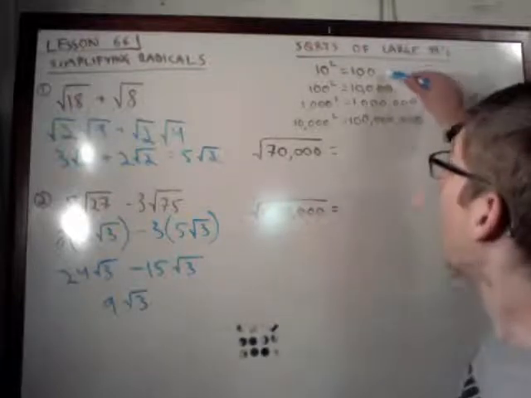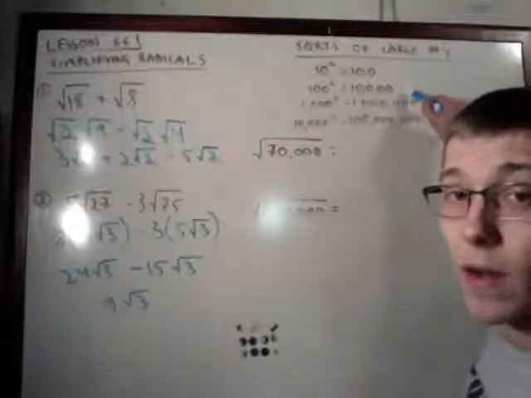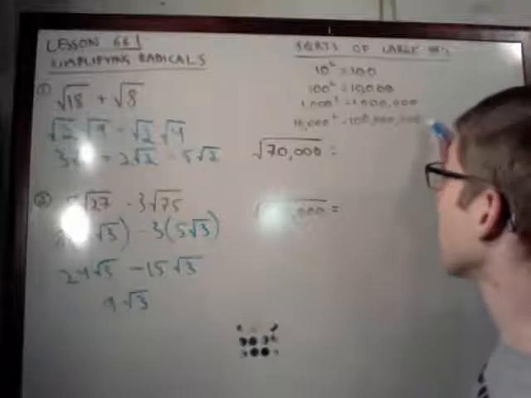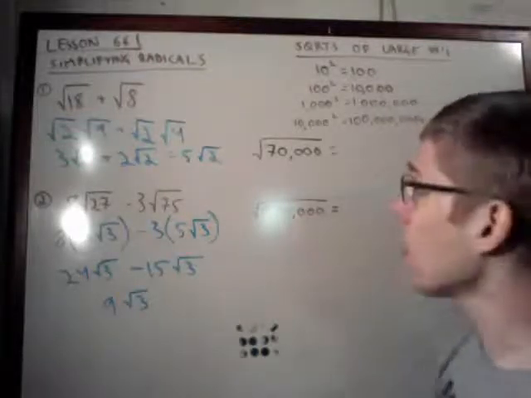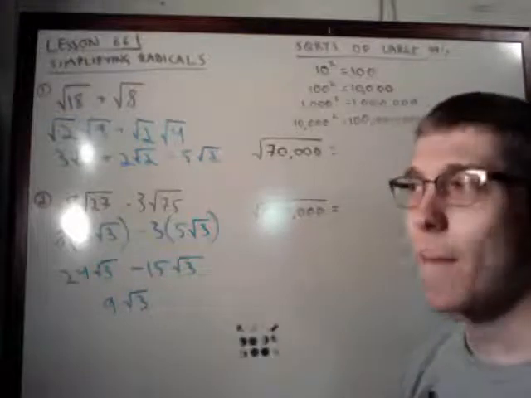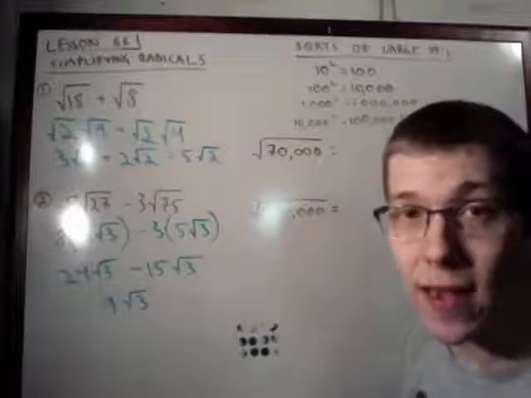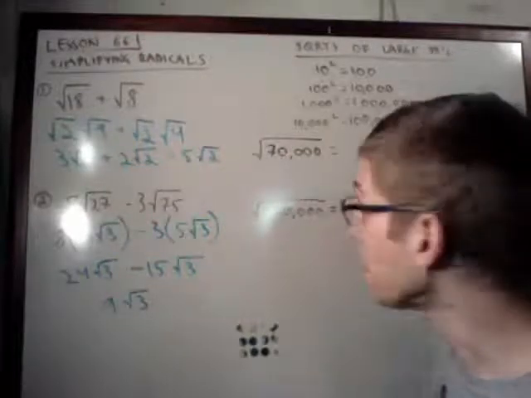So notice 10 squared, 100, has 2 zeros. 100 squared, 10,000, has 4 zeros. 1,000 squared, a million, has 6 zeros. And 10,000 squared, 100 million, has 8 zeros. So anytime that we can make one of the factors of our number a power of 10 that has an even number of zeros, we're going to be able to take a square root of that, and it's going to be a smaller power of 10.